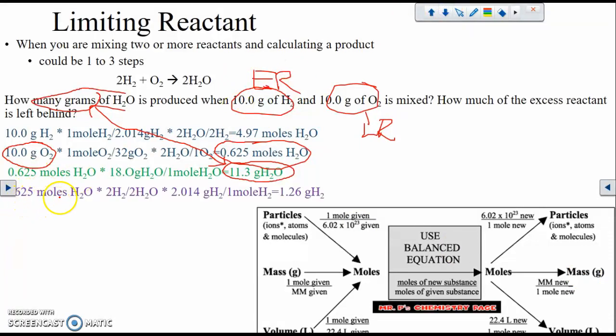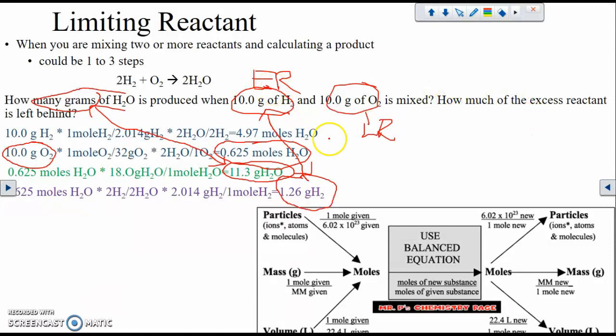And again, 0.625 moles of water. We're going to cross the balanced equation. Now the required substance, the new substance, is hydrogen. The given substance is water. And again, we keep going. And what happens is if you take the smaller number, you should come up with a number that is smaller than the excess reactant. So we only use 1.26 grams of hydrogen out of the 10 grams of hydrogen. This is why this is excess. We only need 1.26 grams. We have more than enough grams of hydrogen to start with.